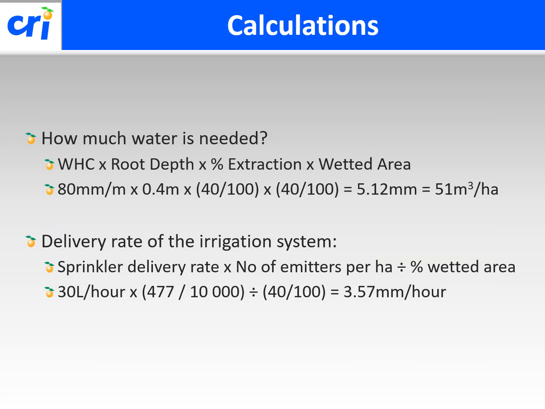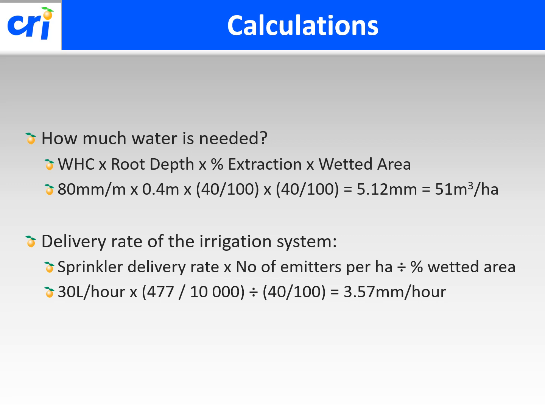To calculate the amount of water needed to fill the profile to field water capacity, the following calculation can be done. The water holding capacity, as from the lab results, times the root depth, which is noted in meters from a profile investigation, times the percentage extraction which is allowed from the phenological stage, which is cell enlargement in January, times the wetted area, which we also gathered from field observations. This comes down to 5.12 millimeters or 51 cubes per hectare, which is needed.